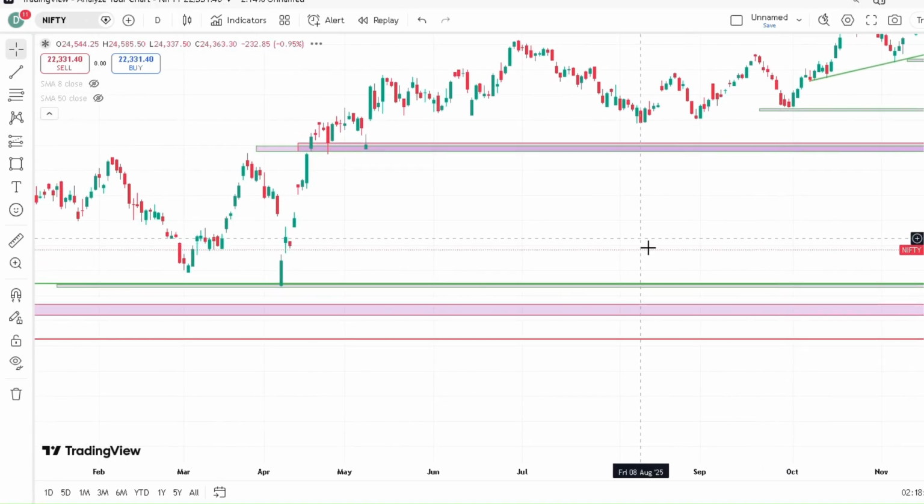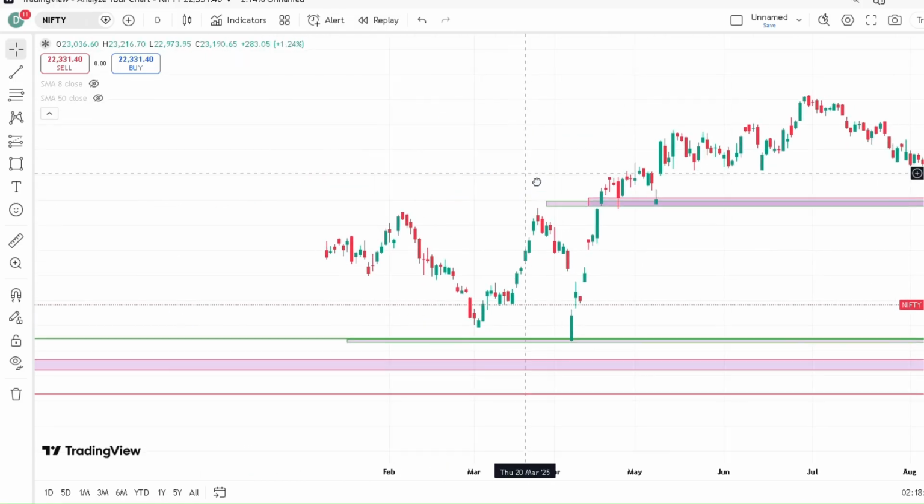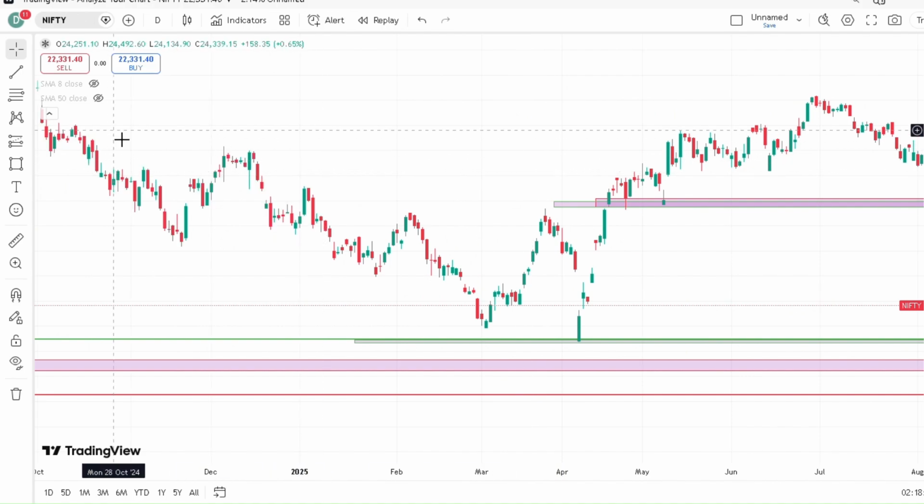I chose this level because this is the previous support zone. From here it bounced back. See, the market was in a downtrend and it came down to this 21,900 and moved up around the previous high, that is at this level, 23,800. Once again it came down, broke this low, that is 21,900 level, took support and bounced back.